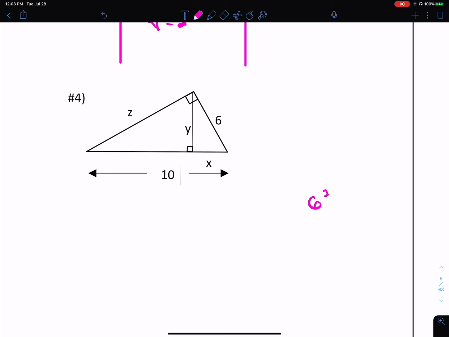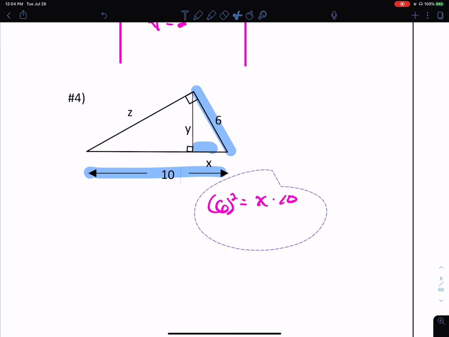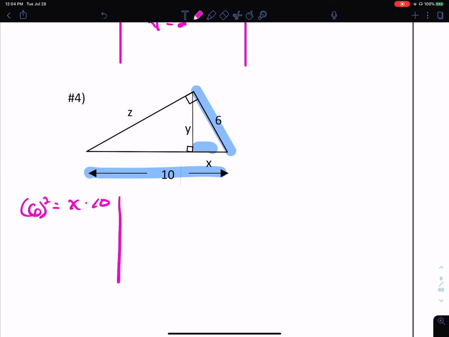We could say that 6 squared is going to equal x times 10. 6 squared is x times 10. The leg squared is equal to part of the hypotenuse times the whole hypotenuse. So since I'm doing this first, why don't I write this over here? So 36 is 10x, divide both sides by 10, and we get x is 3.6.